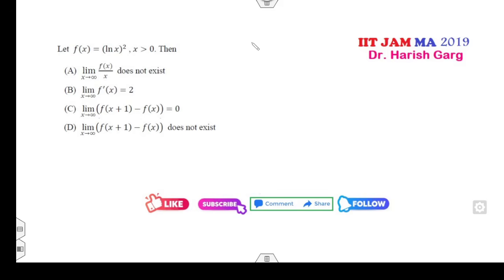Fx will be there. Fx by f. Fine. Divided by x. So clearly say it's an infinity by infinity form. You can apply the L'Hopital rule. Fine. So then it goes to infinity. It does not exist. First option correct.